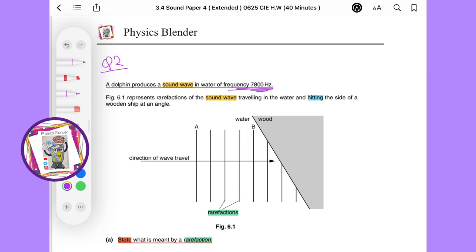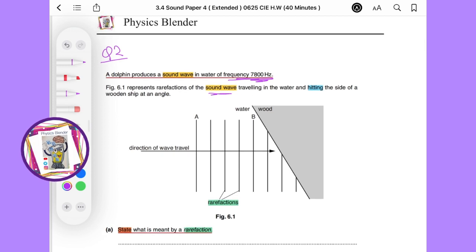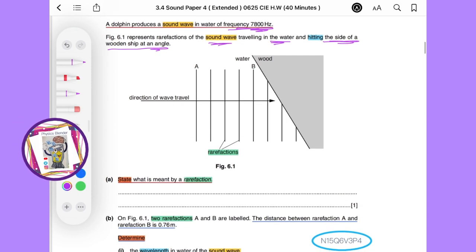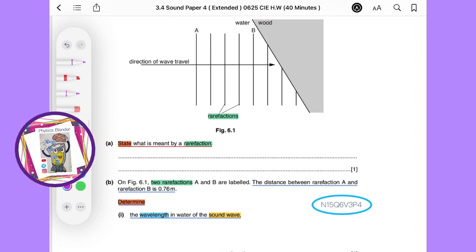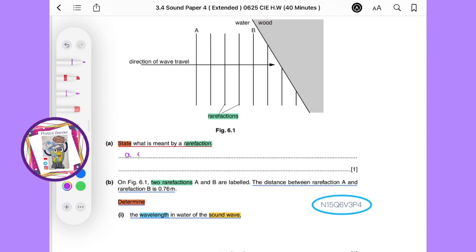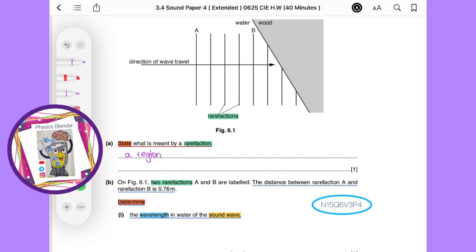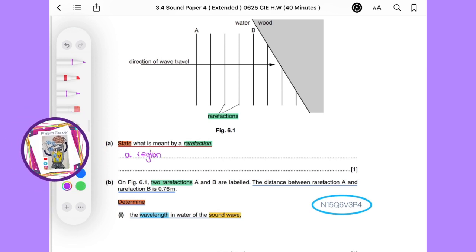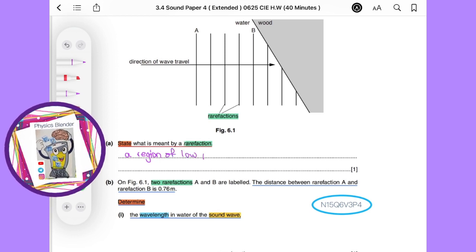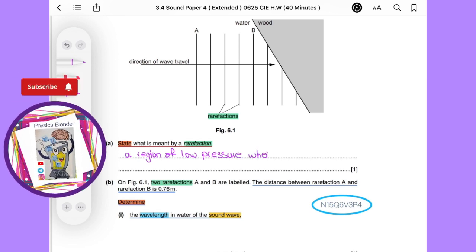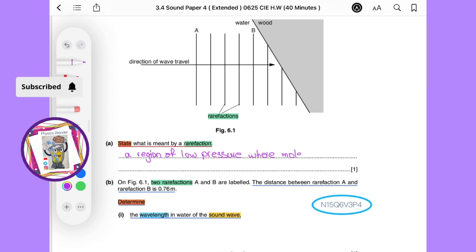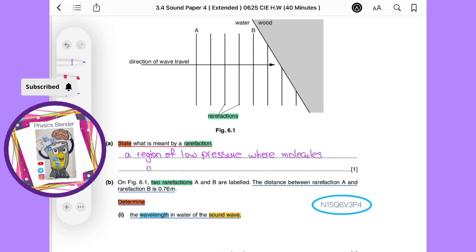7,800 Hertz, representing rarefactions of sound waves traveling in water hitting the side of a wooden ship at an angle. First part is asking you to define rarefaction. What do you mean by rarefaction? Rarefaction means a region of low pressure where particles or molecules are further apart.